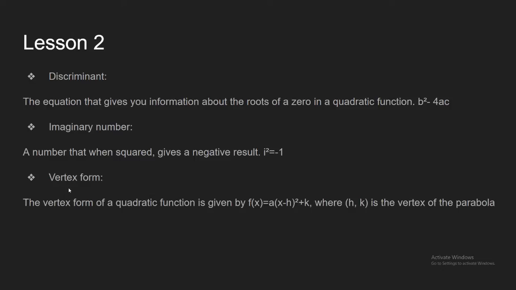Vertex form. Vertex form of a quadratic function is given by f of x equals that, where (h, k) is the vertex of the parabola. I didn't actually realize that until reading this, because I didn't do the notes for lesson 2. We're not going to talk about that, but I think it makes it so much more useful, because it's so much easier to move a quadratic function when you have the points of the vertex in the equation.